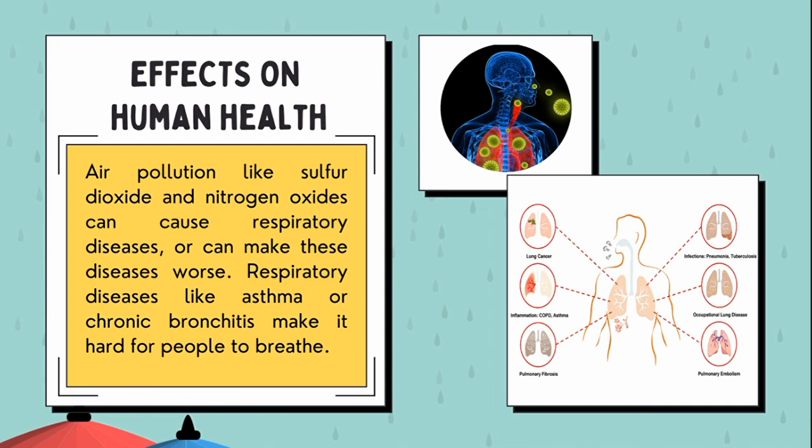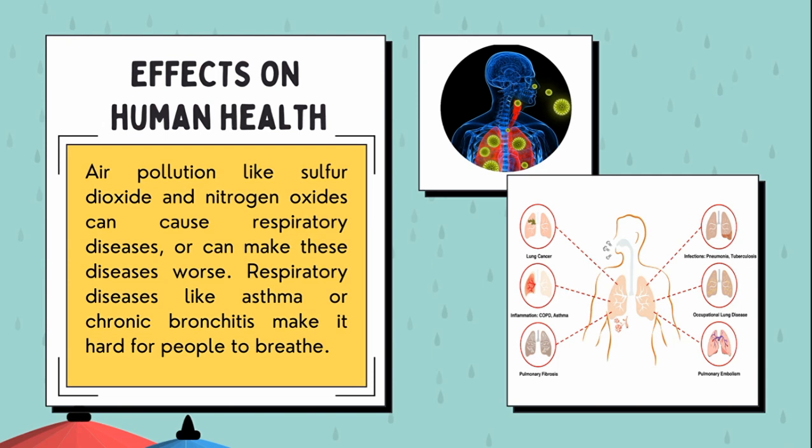Next is the effects on human health. Air pollution like sulfur dioxide and nitrogen oxides can cause respiratory diseases or can make these diseases worse. Respiratory diseases like asthma or chronic bronchitis make it hard for people to breathe.